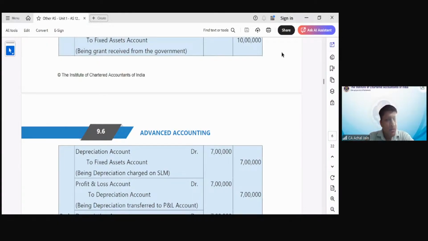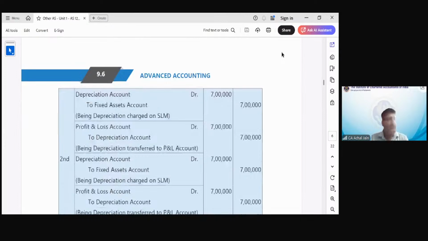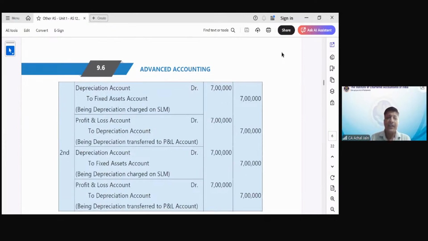Sir, every year it will be 7 lakh, yes, because it's SLM. So that's why every year it will be 7 lakh. And this 7 lakh you need to transfer to P&L also, because the study requires you to transfer to P&L. So the same thing you should do in the exam also. Otherwise, again, you will lose marks. Okay, clear? Very good.